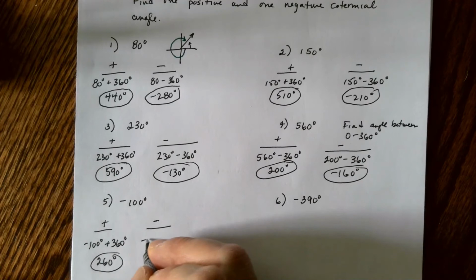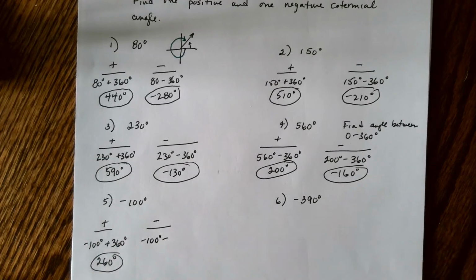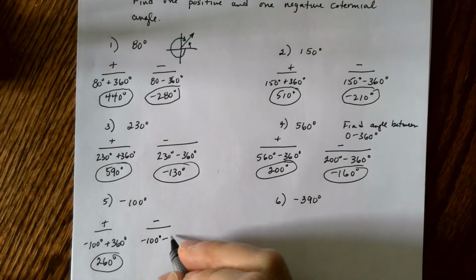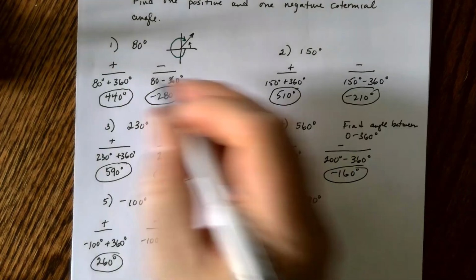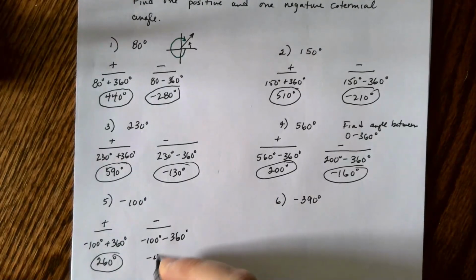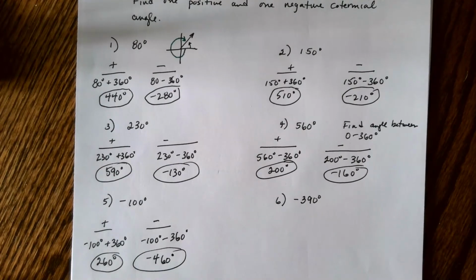However, when I come over here to my negative 100 degrees, I'm now going to subtract 360, just like I was doing up here with my other problems, and I'm going to get negative 460 degrees. So that worked out really nice for us. There wasn't any manipulation that we needed to do. But when I get over here to 390 degrees, there is going to be a little bit of fun we have to do here.